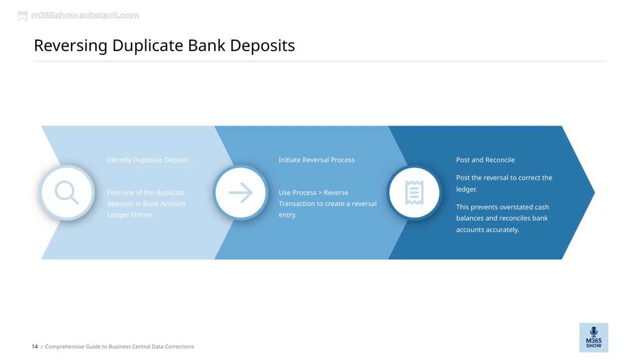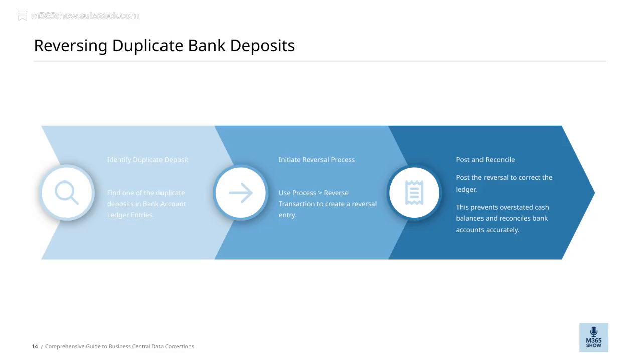Once you've identified the duplicate, the next crucial step is to post the reversal to correct the ledger. This step is vital because it prevents overstated cash balances, which can lead to inaccuracies in your financial statements. By posting the reversal, you ensure that your bank accounts are accurately reconciled.